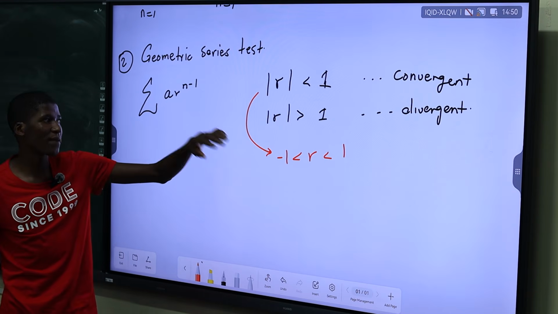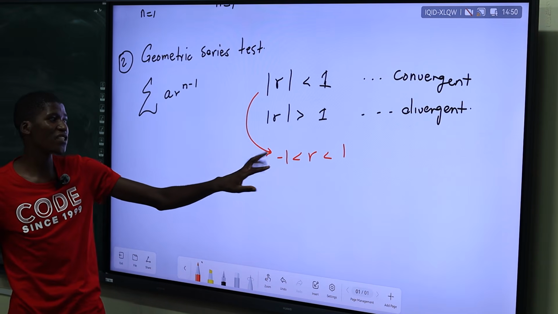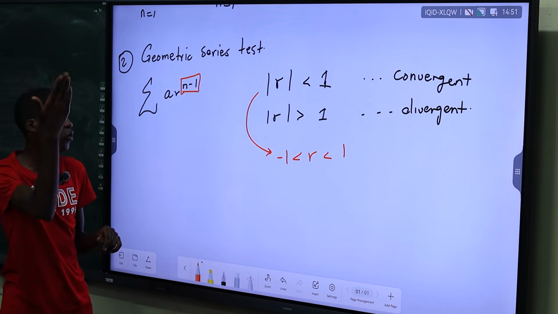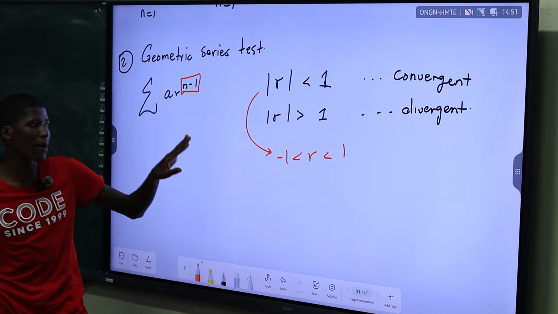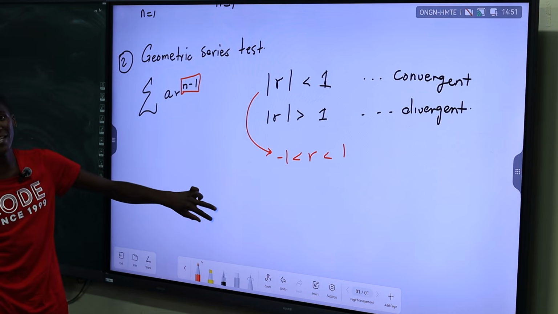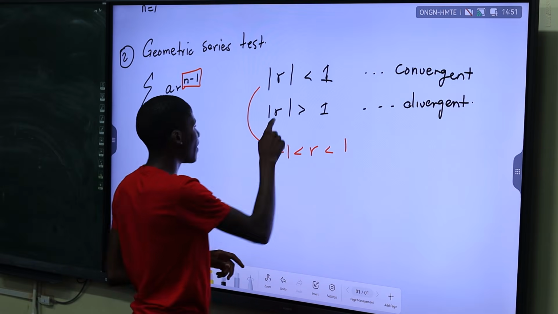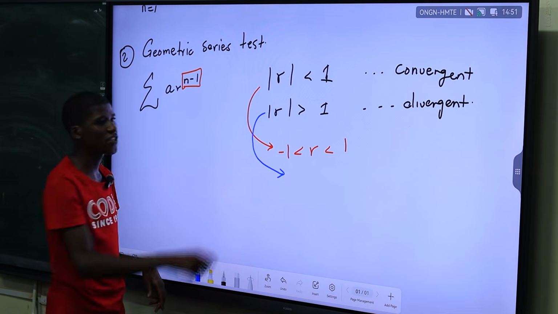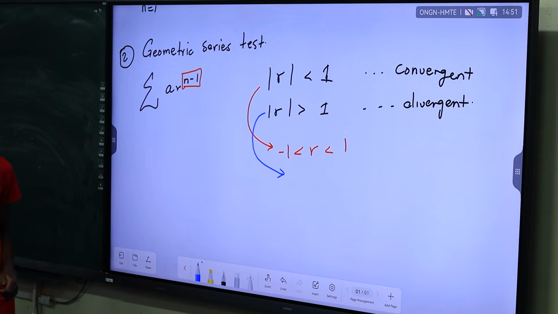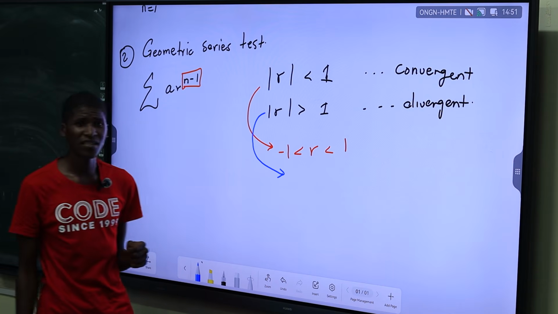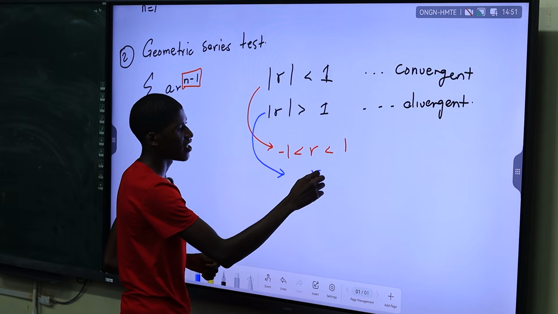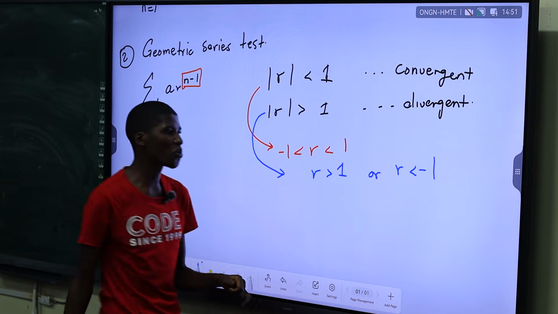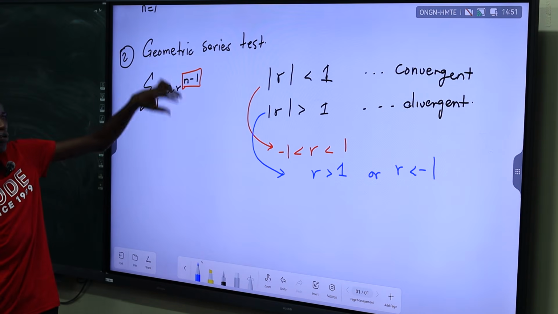So if the ratio is something like 1 over 2, 1 over 4, the ratio is the one that is raised to the power of n minus 1 or of n. Basically, if that ratio is a number between minus 1 and 1, it's definitely convergent. But when the absolute value of r is greater than 1, what does it mean about the ratio? r must be greater than 1, or r can be less than negative 1.